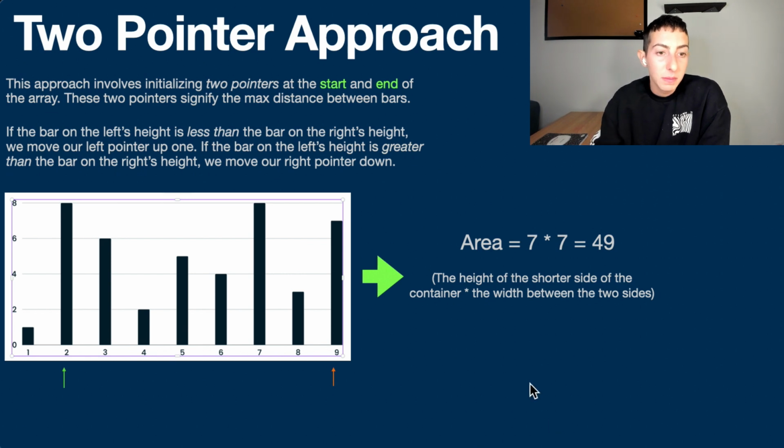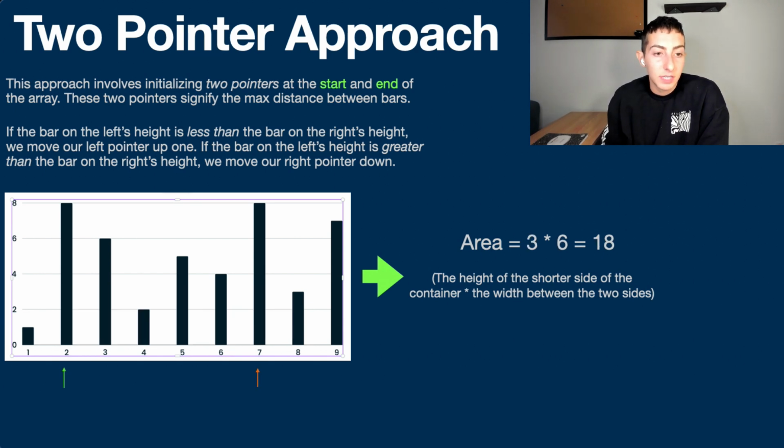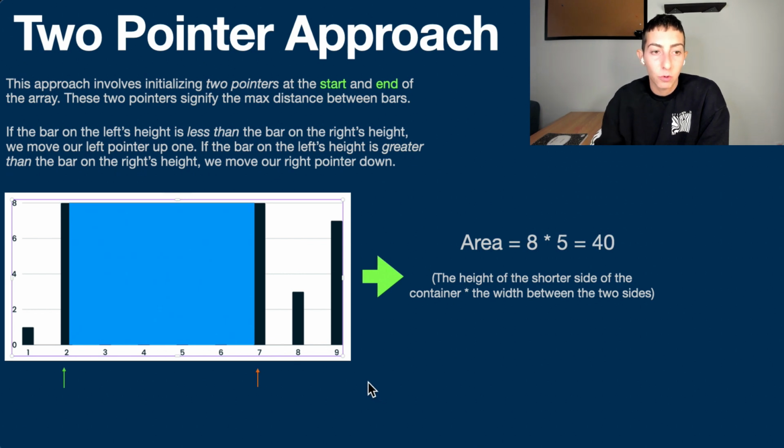Our right pointer is now lower than our left pointer, so we move our right pointer down. Here we have a constraint of 3, so it's 3 times 6, which is the distance away, and we get 18. And let's do it one more time. We now have our second pointer at 8. These bars are 5 widths away, so we have 8 times 5, which is 40.